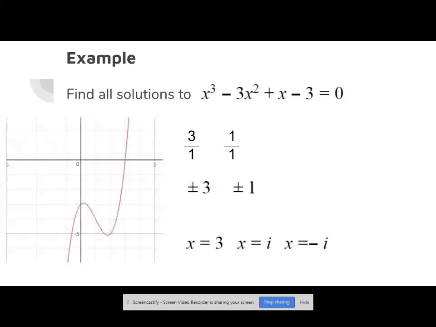This is what it would look like. So when you graph it, it looks like this. You'll see that it does cross the x-axis at 3, so that's where that rational solution came from. But that's the only place that it crosses the x-axis. And so the other roots are going to be complex. They're going to be imaginary. They're going to be i and negative i.